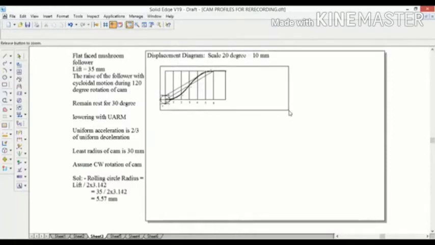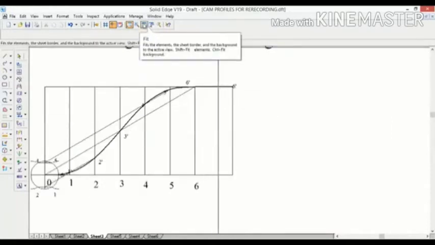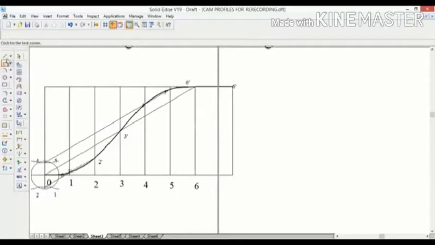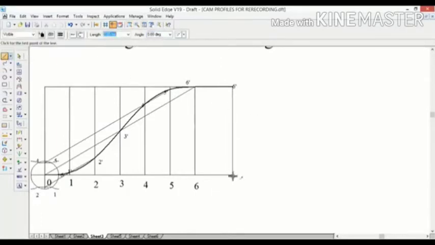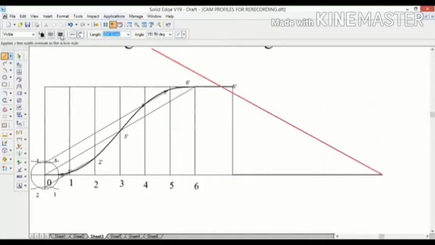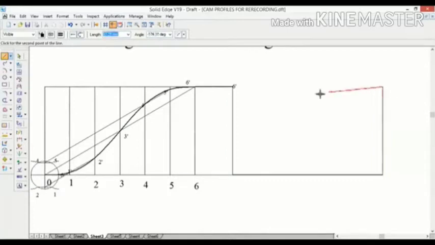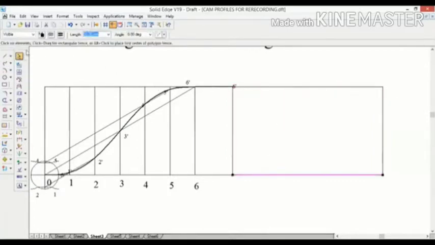The return stroke is also 120 degree. So 120 degree means 60 mm or 6 centimeters. So take 60 mm 0 degree, and there should be a thin line, and the lift is 35 mm. So here comes the return stroke.